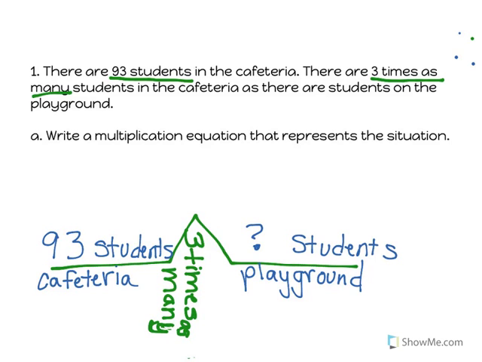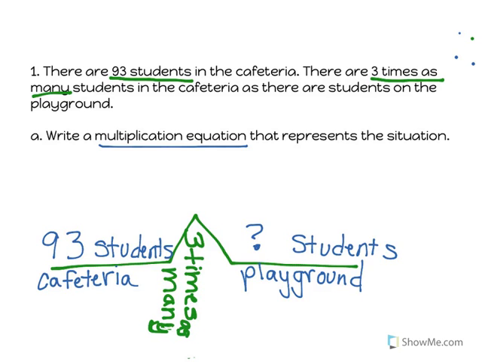Okay. So our first question says write a multiplication equation that represents the situation. Some of you skipped this. If you didn't write an answer to A, you automatically lost a point, which for some of you is the difference between a 3 and a 4. Okay, so we really have to think this one through.